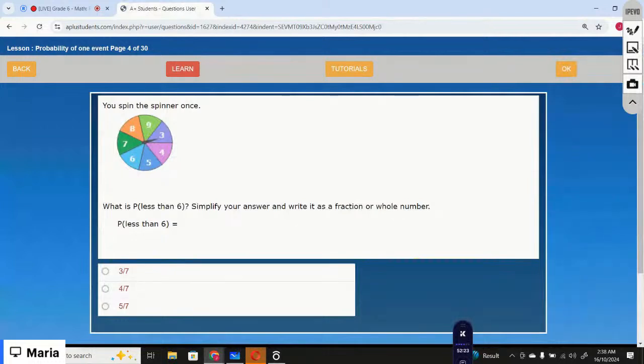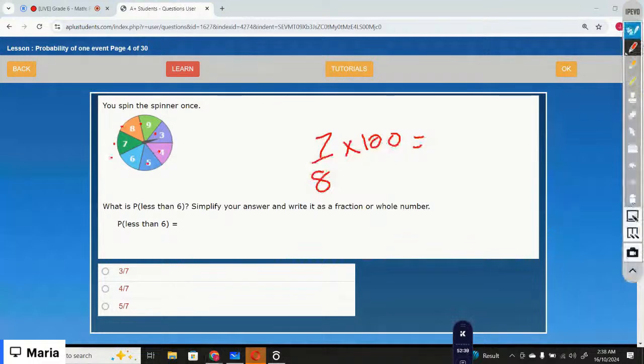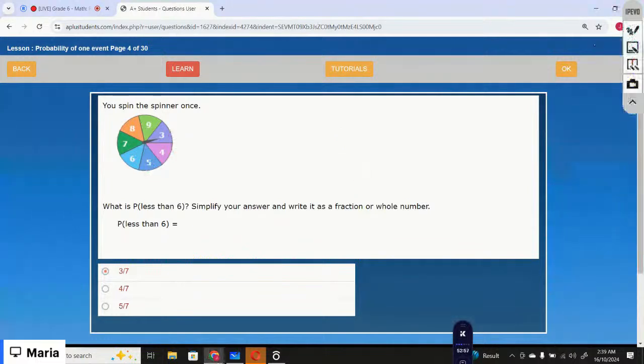You spin this once. What is the probability of a number less than 6? Less than 6: 1, 2, 3. That is 3 out of 7. Option number 1 is the correct option. That is 3 out of 7.